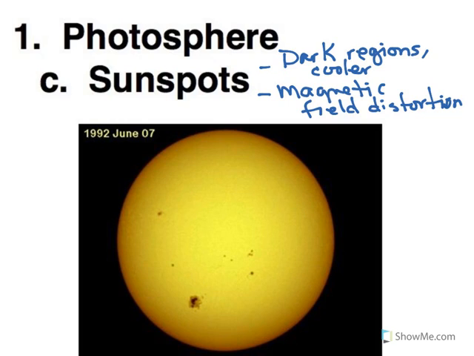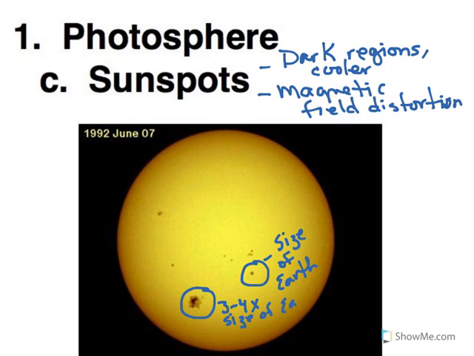To get you a sense of scale, this sunspot right here, that little black spot, that's about the size of Earth. So it gives you a sense of how big the sun is compared to Earth, but also how big other sunspots are, because something like this is about 3 to 4 times the size of the Earth. So we're talking about very large features here.